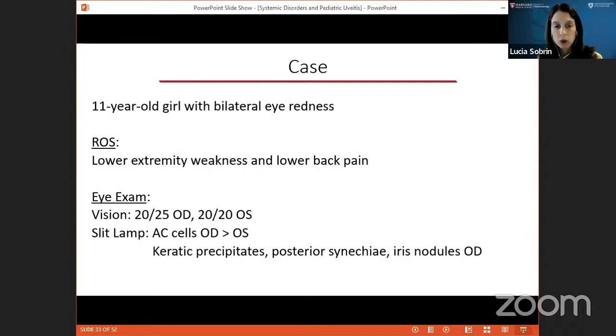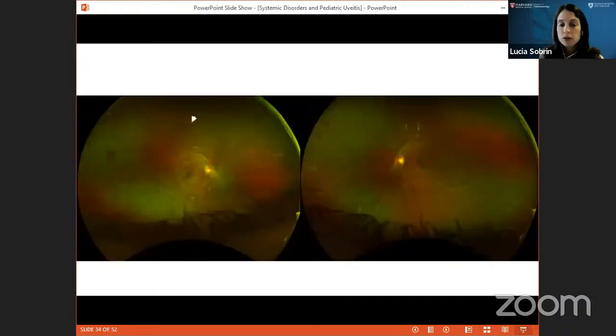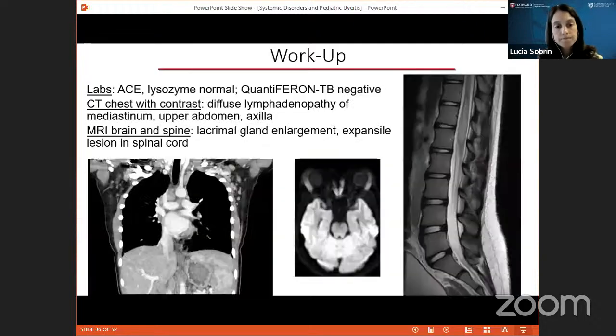This was an 11-year-old girl with bilateral eye redness. Her review of systems showed that her systemic symptom was actually lower extremity weakness and lower back pain. Her vision was preserved still. She had signs of anterior inflammation in both eyes, including iris nodules to suggest granulomatous disease. And she had very extensive posterior segment involvement with perivascular exudates diffusely, as well as intraretinal hemorrhages diffusely in both eyes. She had optic nerve leakage, retinal vascular leakage, as well as some areas of non-perfusion in the periphery.